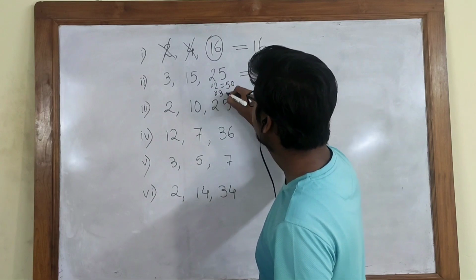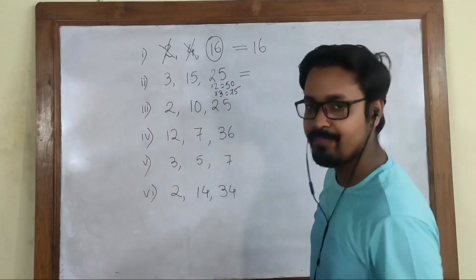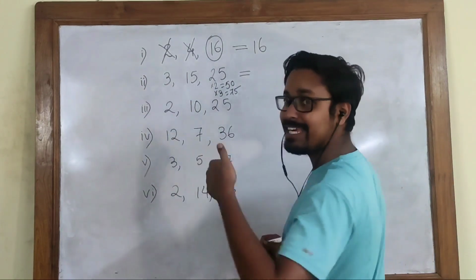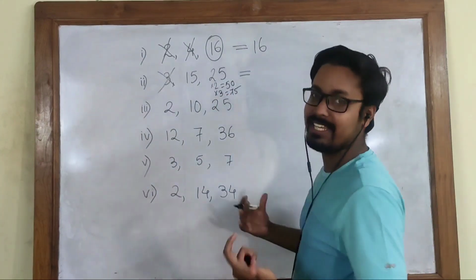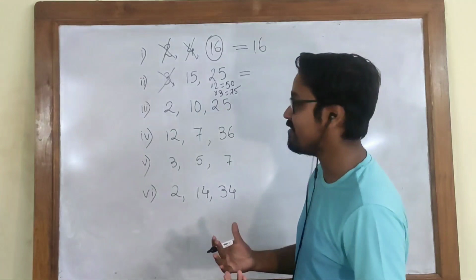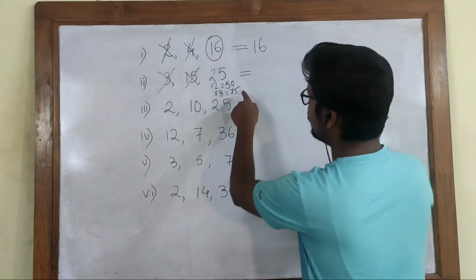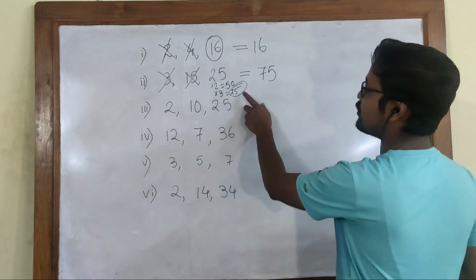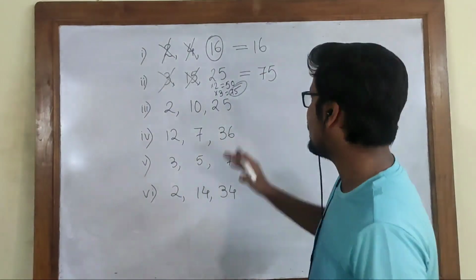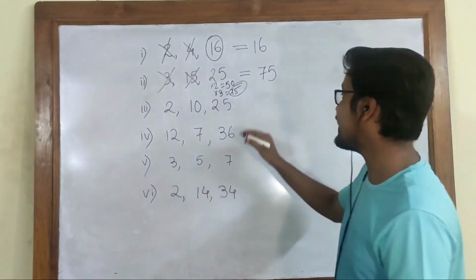We find 25 into 3, which is 75. Is 75 divisible by 3? Yes. Give it a cross. Is 75 divisible by 15? Yes, 15 into 5 is 75. So give it a cross. So we are left with the highest number, which is 75. So always try to find this highest number. Okay, easy.